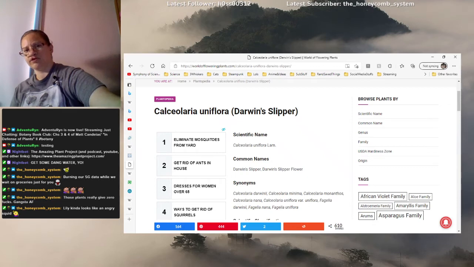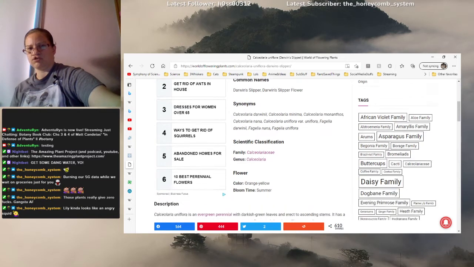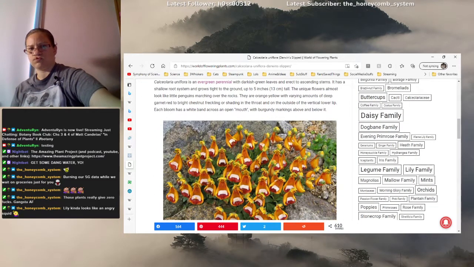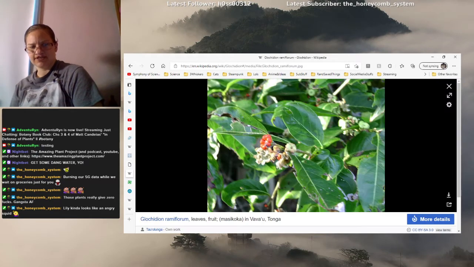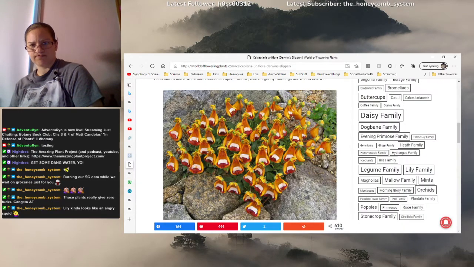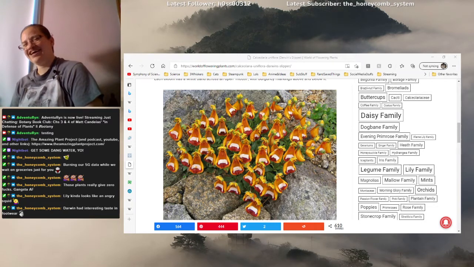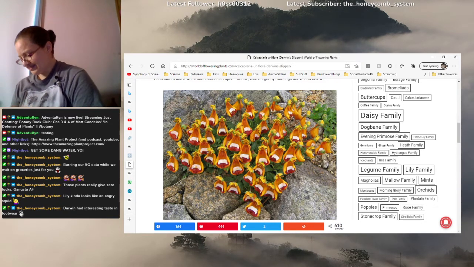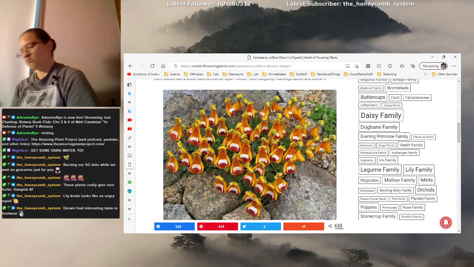Calceolaria uniflora, or Darwin slipper. So it's a kind of quirky looking little plant. Darwin had interesting taste in footwear. Yes, indeed. So, we've got the Darwin slipper there.